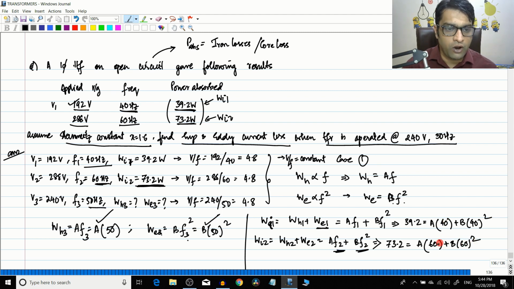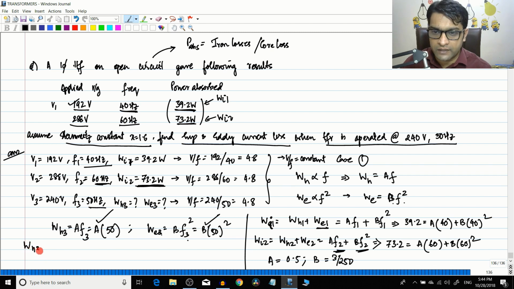Okay. So if you solve these two equations, you will easily get that the A value is 0.5. Okay. And the B value is equal to 3 divided by 250. Again, I am telling, use your calculators and do all these problems. These are two equations with two variables, so you will get these values. A is a constant and B is also a constant of proportionality, so it is valid anywhere.